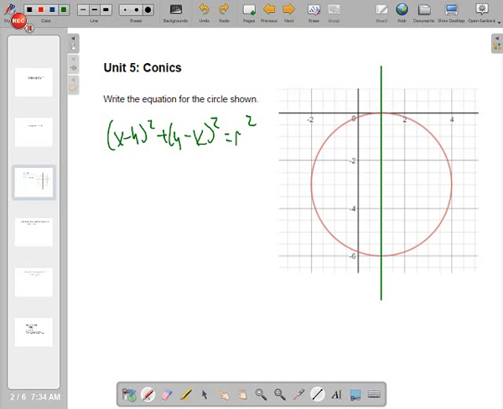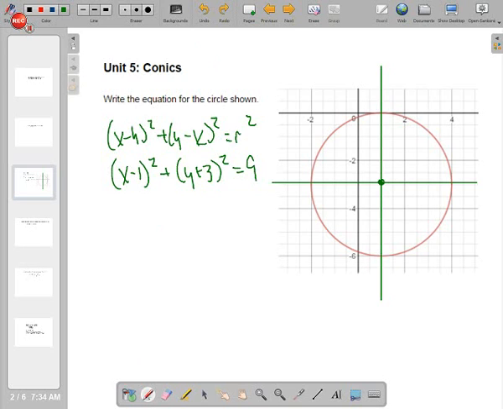So h, k is the center, so let's draw some crosshairs here and find the middle. Looks like that would be at 1, negative 3. So 1, negative 3 would be (x minus 1) squared, and y minus negative 3 would be y plus 3. Then the radius from negative 3 to 0 would be 3, so 3 squared is 9. And you should probably just write it as 9. So this would be equals 9.